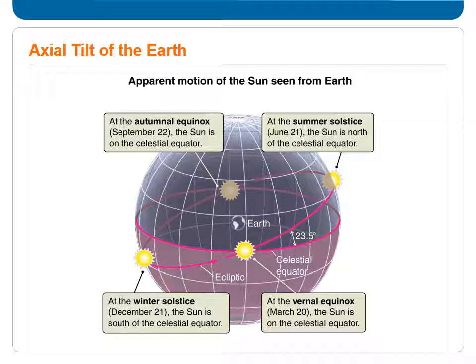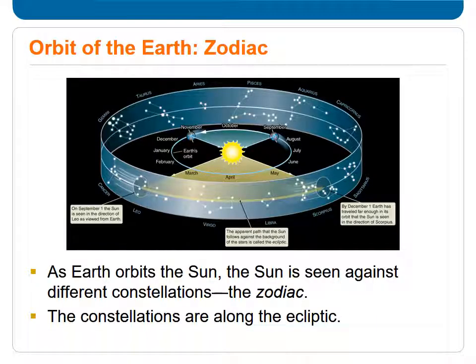Although a solar day is 24 hours, the amount of sunlight varies throughout the year. As Earth orbits, the Sun is seen against different constellations, the zodiac. The constellations are along the ecliptic. Earth makes roughly 1 degree of progress around the Sun per day, and this has two consequences. First, a sidereal day is 4 minutes less than a solar day, and second, our view of the sky shifts by 1 degree per day.